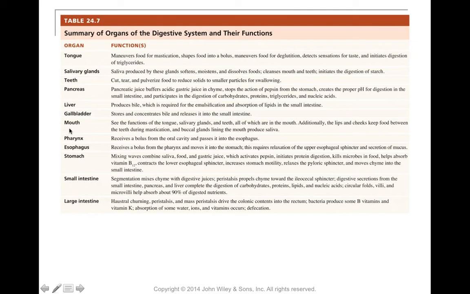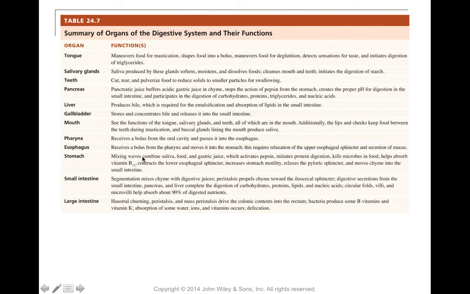The mouth is basically the first place that all the food goes, and it helps keep food inside the teeth through mastication and assists with chewing and swallowing. The pharynx is the first area that the food goes into now that it's a bolus from the oral cavity as it passes into the esophagus. Through the esophagus, it's then going to go down into the stomach. The first thing it's going to have to hit is that upper esophageal sphincter at the top of the throat, and then eventually it's going to have to hit the lower esophageal sphincter, which is the door that's going to allow the food into the stomach.